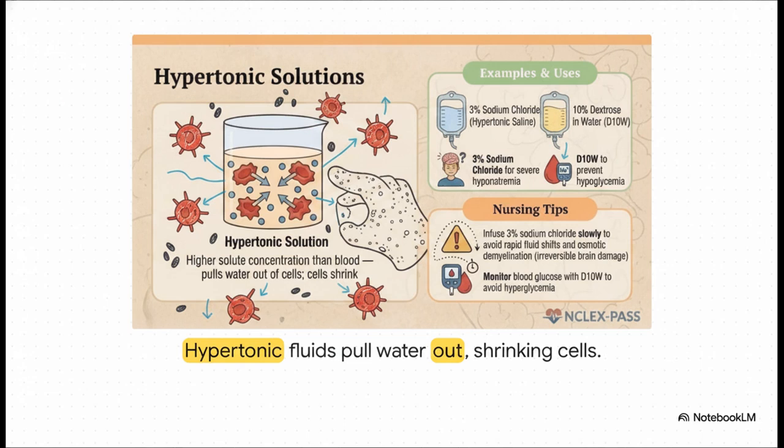Conversely, when we're dealing with a hypertonic solution, which is just packed with particles, we see the exact opposite effect. It's got a much higher concentration than blood. So when this hits the bloodstream, it acts like a giant sponge, pulling water out of the body's tissues and cells straight into the vascular space, causing the cells to dramatically shrink. Because this triggers such a massive and rapid fluid shift, a core safety principle here is that hypertonic solutions must be infused incredibly slowly to prevent severe brain damage.